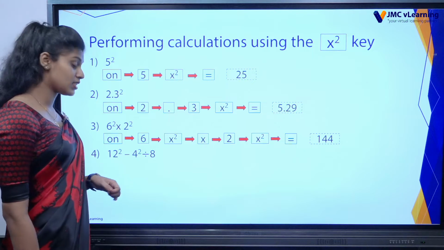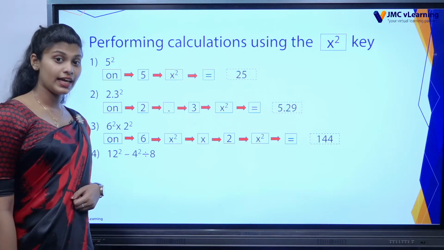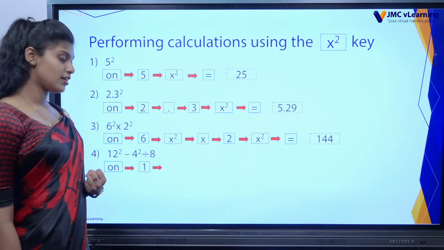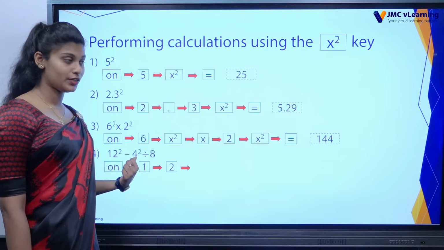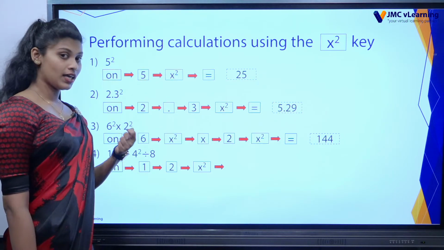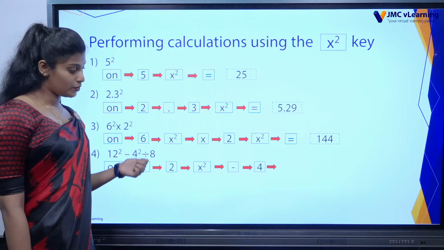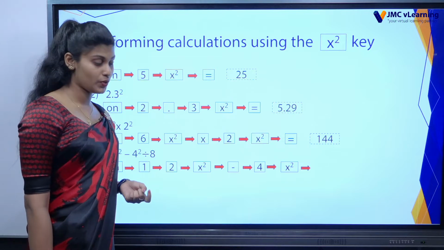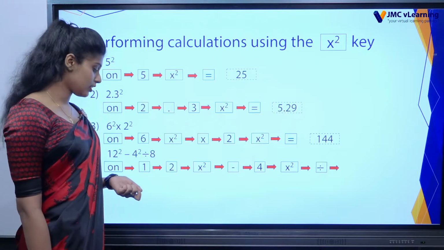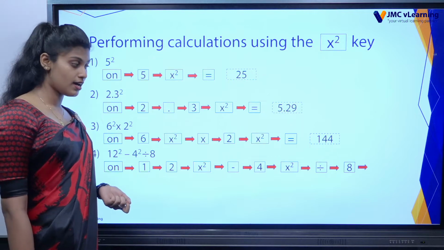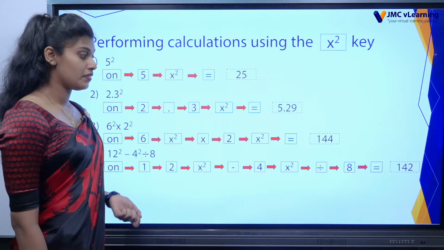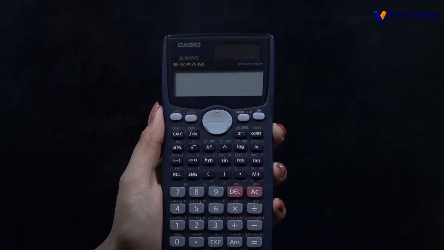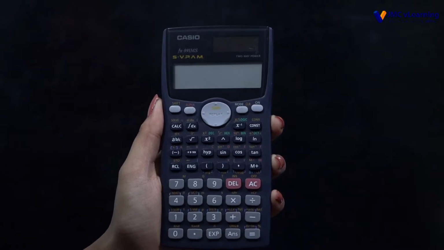12 squared minus 4 squared divided by 8. So here also you have to press the on key first, then 1, then 2. To take the squared part, press the x squared key, then minus, then 4. To take 4 squared, press the x squared key, then the division key, then 8. To take the result, press the result key. The result is 142.